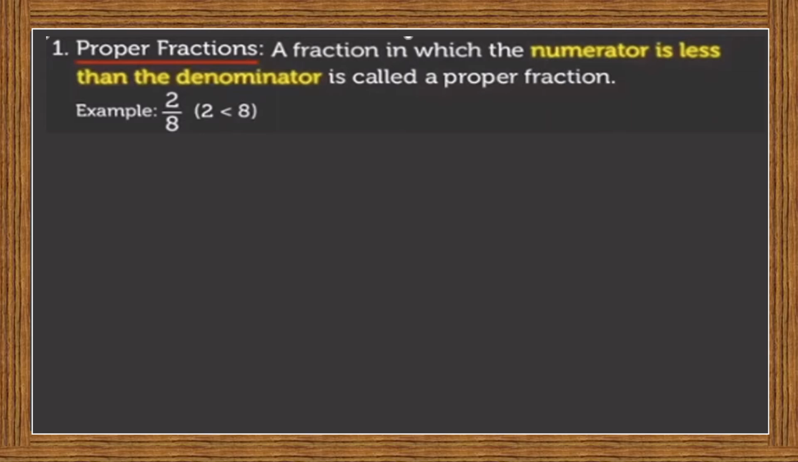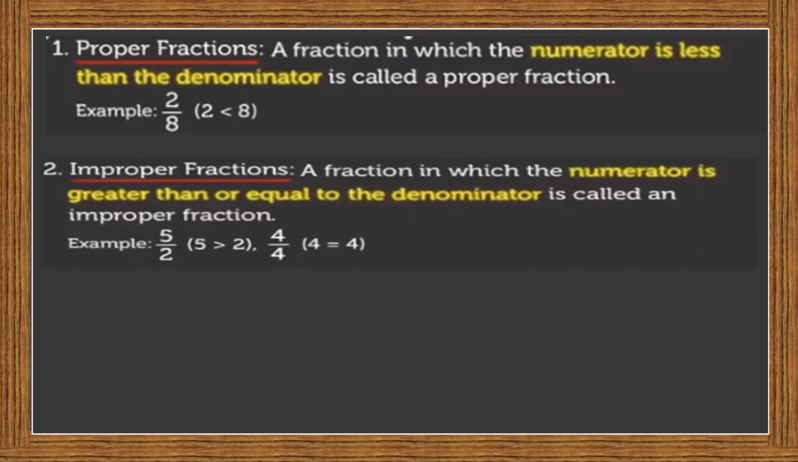Moving next, we are going to see what are proper fractions. A fraction in which the numerator is less than the denominator is called a proper fraction. So when we consider the example 2 upon 8, 2 is less than 8, that is, the numerator is less than the denominator. Such fractions are called proper fractions.